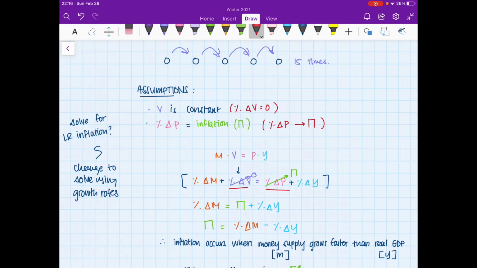As you can see, our final result shows that inflation is equal to the money supply growth minus real GDP growth, meaning that inflation occurs when the money supply grows faster than real GDP.